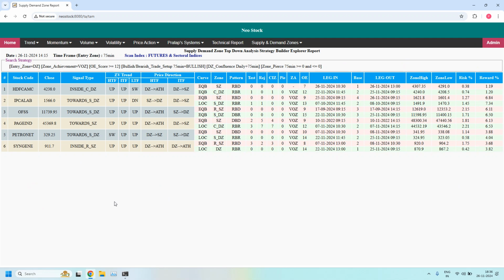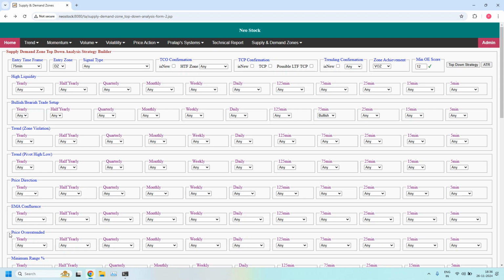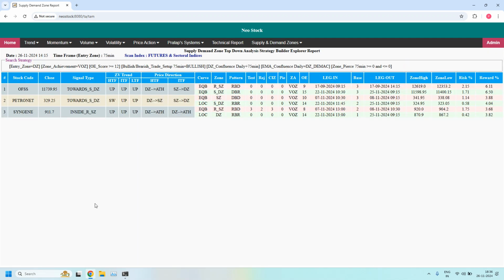So that means 75 minutes demand zone is part of the daily demand zone and daily trend is up. If these daily demand zones are having daily EMA confluence, they are even more high probability. The EMA confluence, daily time frame, daily demand zone having daily EMA confluence. So with this filter, we got 3 stocks. So these 3 are even more high probability setup supported zones based on LTF and ITF confluence.